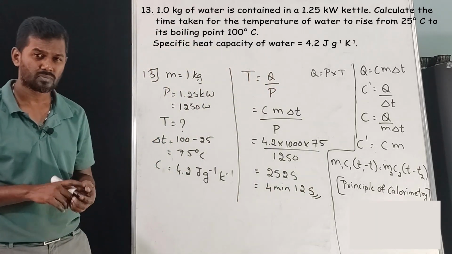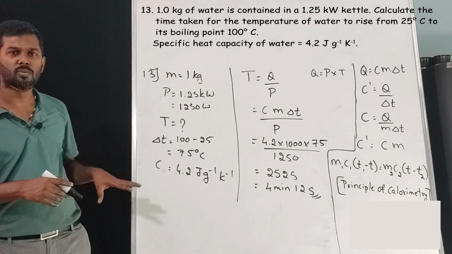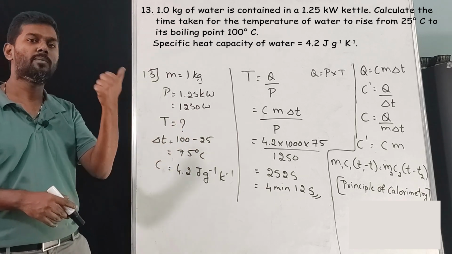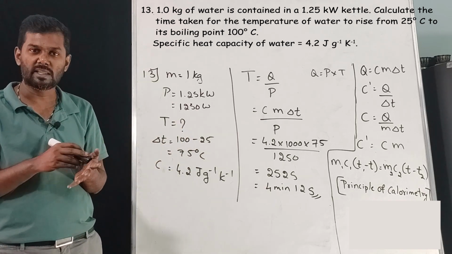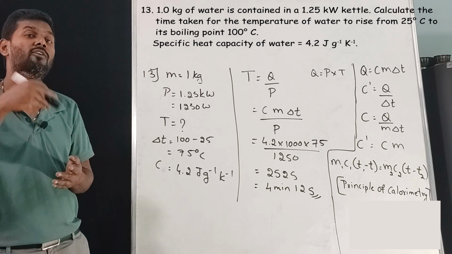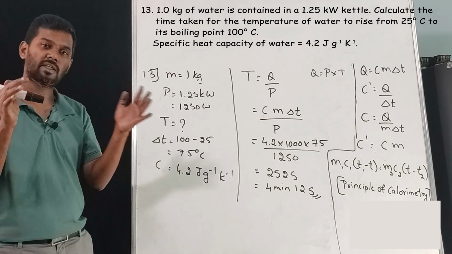That's it. So now we have completed all the numericals from the calorimetry part A. Next we are going to learn the concept and theory of part B. After that, go for numericals, and you will understand everything.